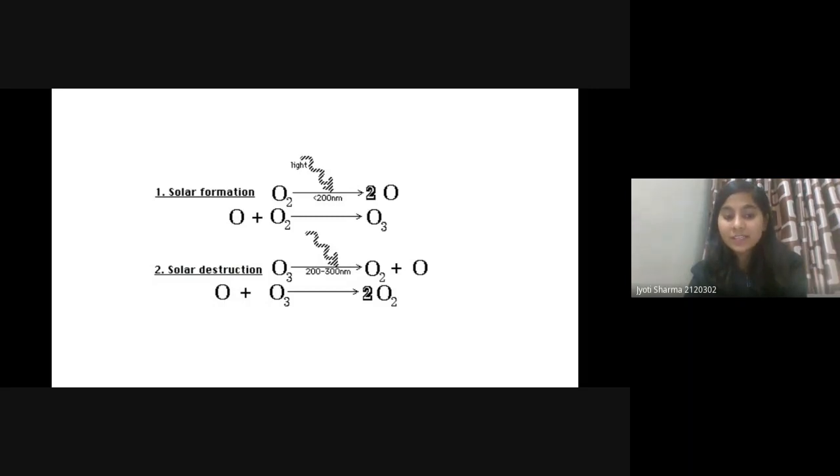But whenever there is destruction, the wavelength of that radiation can be from 200 to 300 nanometers, and that will break down this ozone into oxygen and atomic oxygen. Then one atomic oxygen will react with the ozone, and that will give you the O2. So this is how the ozone is destroyed. Here we can see we have three species: atomic oxygen, then the oxygen, and then the ozone. So that's why the answer was A.